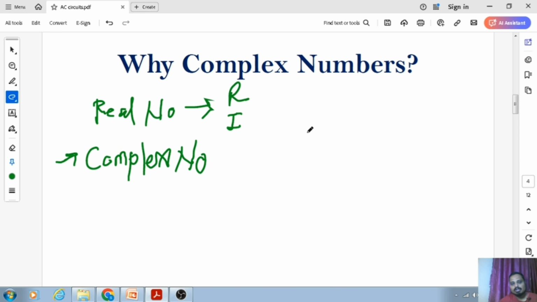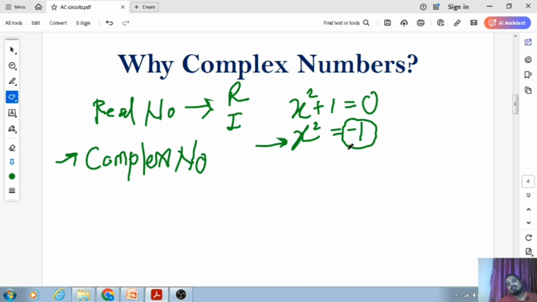Let's understand one scenario. Let's take an example. Let's say x square plus 1 is equal to 0. This is the equation I have and I want to solve it and find the solution. If I try to solve this equation, I will get x square is equal to minus 1. But in mathematics this cannot happen. The square of any real number cannot be a negative one.